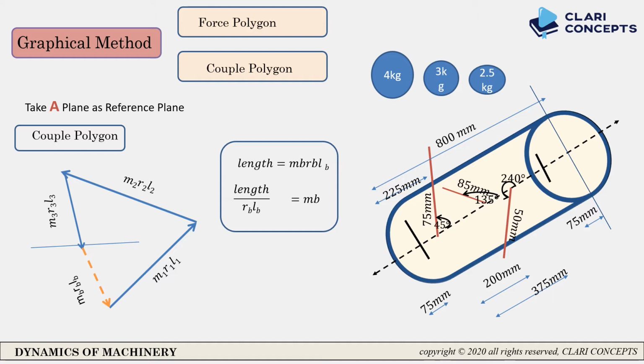Now you have to find the angle at which you have to place this mass B so your system will be balanced. So take one horizontal axis and from that draw one anticlockwise angle. This angle shows the value of theta B. So here you find by couple polygon MB and theta B. It means plane B values. Now you have to find mass A and theta A value, which are placed in plane A, which we will see in the force polygon. So let's start with the force polygon.